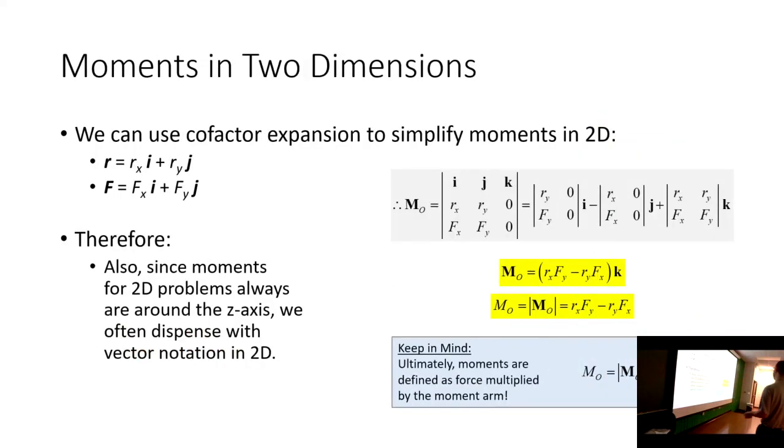For moments in 2 dimensions, what happens is we use cofactor expansion. We recognize that if we're dealing with forces and moments in 2D, and we say our z terms go to 0, then we end up only having a vector with a single component along the z-axis, or associated with the k vector. So a lot of times for moments in 2D, we dispense with the vector notation altogether and just deal with the scalar component, r_x F_y minus r_y F_x.